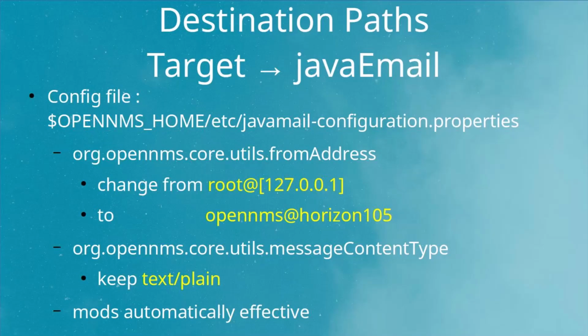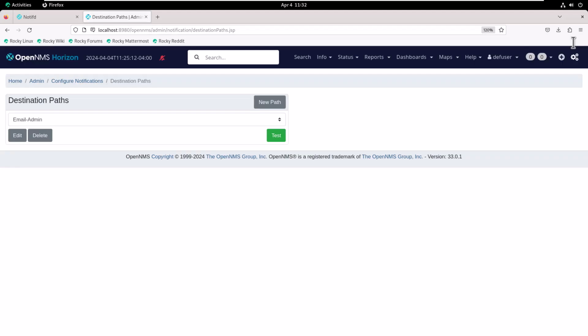It is probably best to change the from address. Horizon or Meridian run as the user OpenNMS, not as root. 127.0.0.1 is universally the localhost. It is probably best to use the host name of the OpenNMS server. Keep the email text plain. This will be a bit kludgy in the tutorials that follow, but it keeps things simple and may very well be a requirement in the work environment.